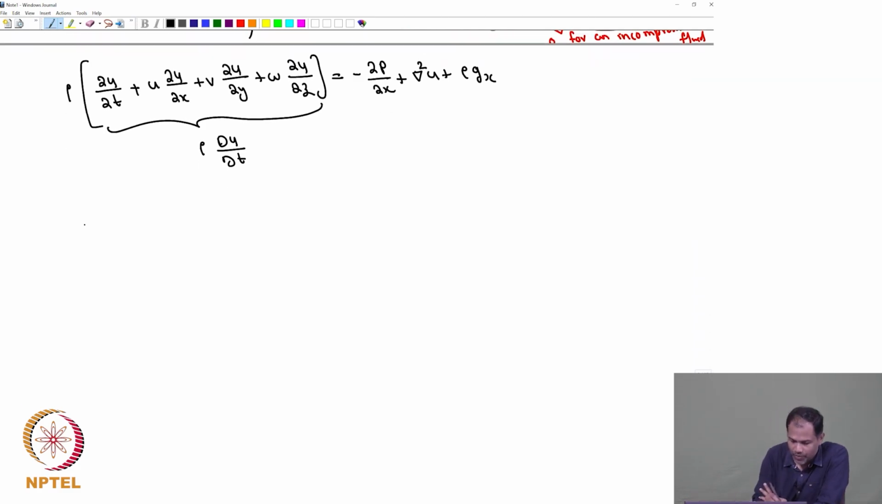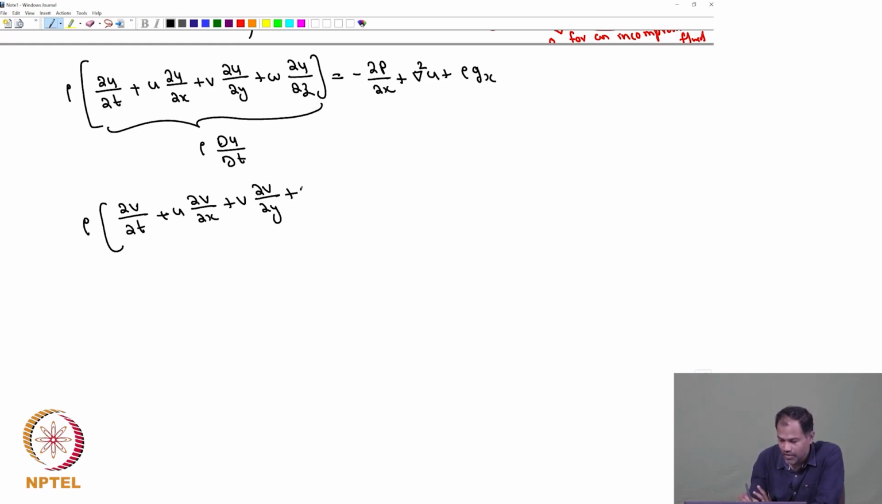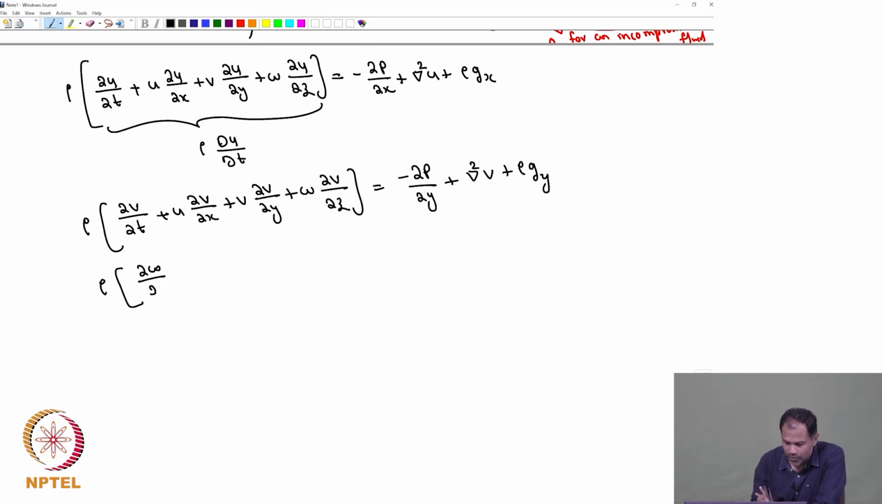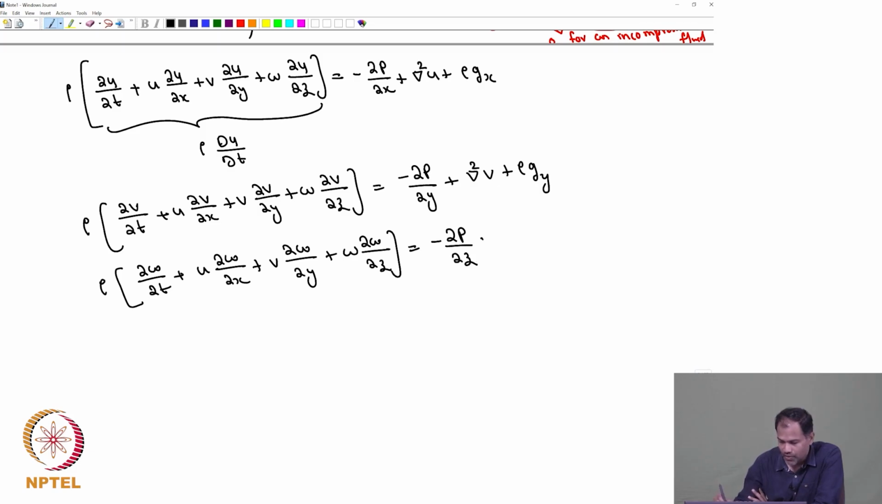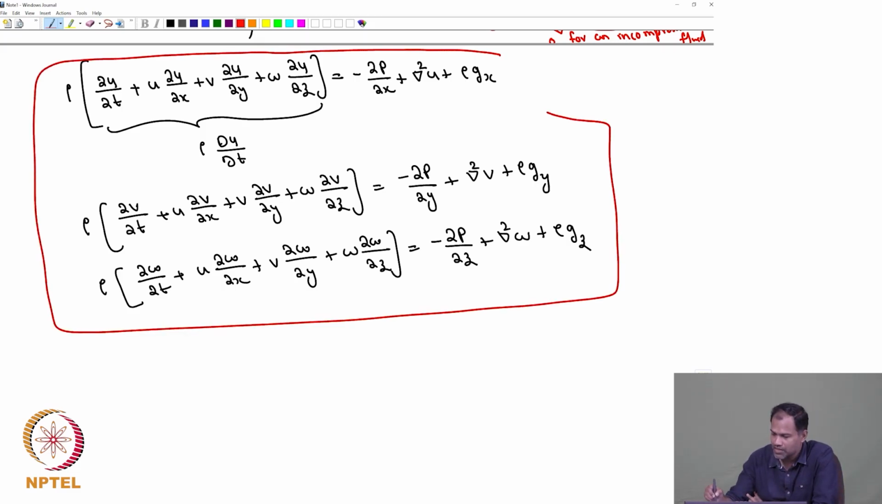Now similarly for the y momentum equation, it would be simply ρ times (∂v/∂t plus u ∂v/∂x plus v ∂v/∂y plus w ∂v/∂z) equal to minus ∂p/∂y plus μ∇²v plus ρg_y, and the z momentum: ρ times (∂w/∂t plus u ∂w/∂x plus v ∂w/∂y plus w ∂w/∂z) is equal to minus ∂p/∂z plus μ∇²w plus ρg_z. Okay.